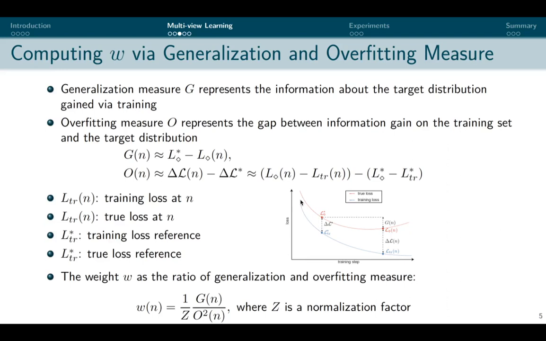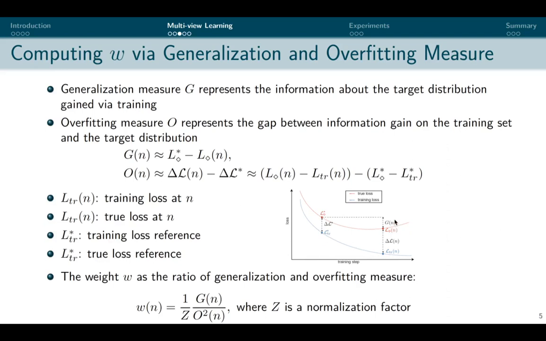In this plot, the blue curve represents the training loss and the red curve represents the true loss. In practice, we don't know the true loss at all, but we can always approximate it using the validation loss. And assume that we have chosen a time as a reference time point, and we know the training loss and the true loss at the reference time.